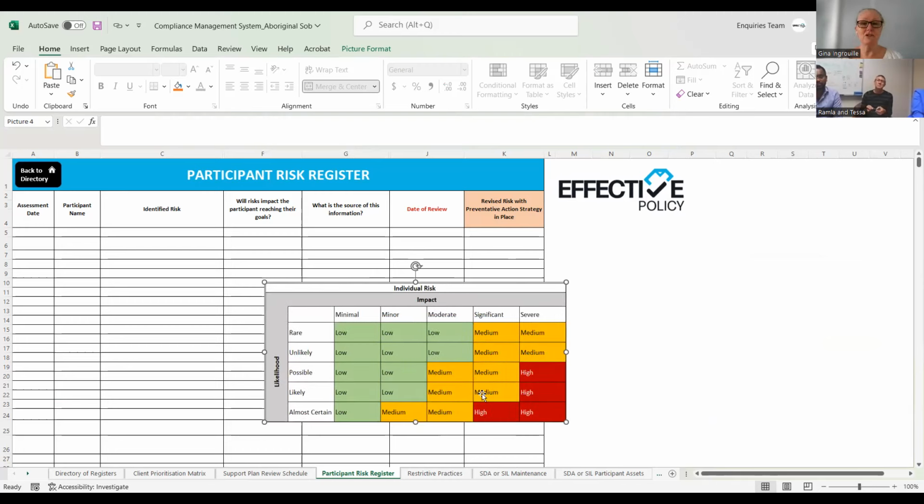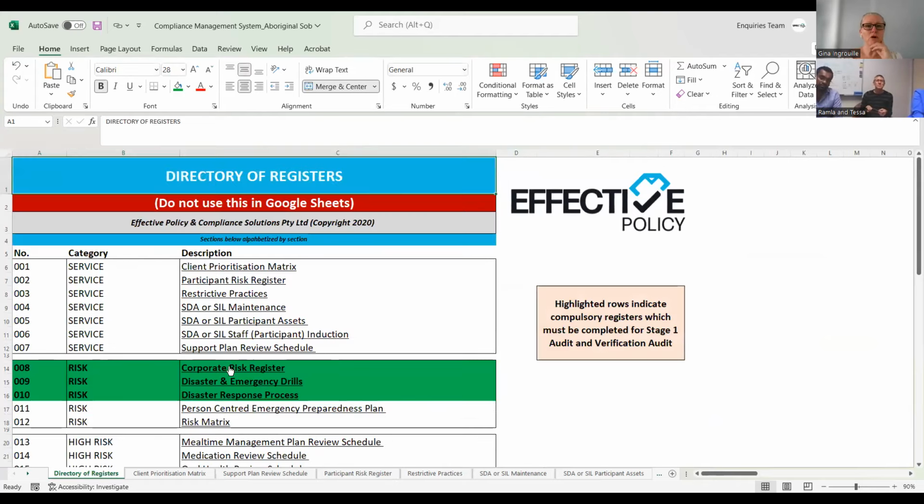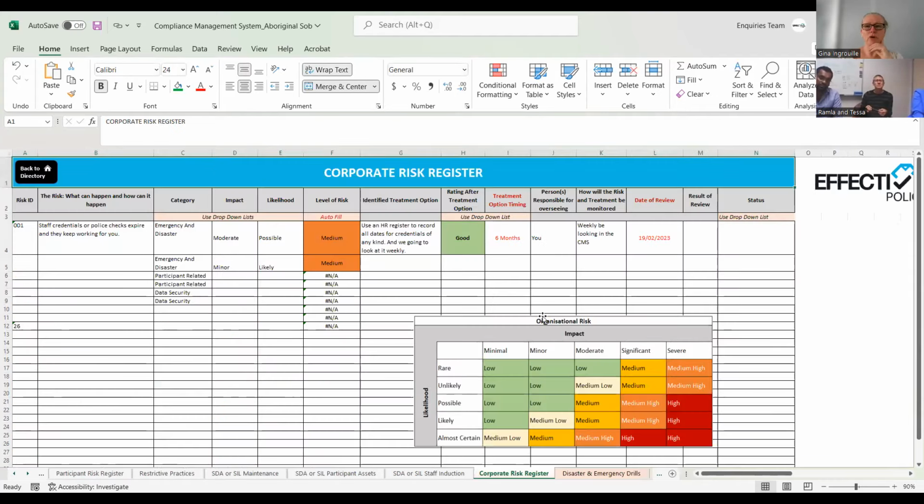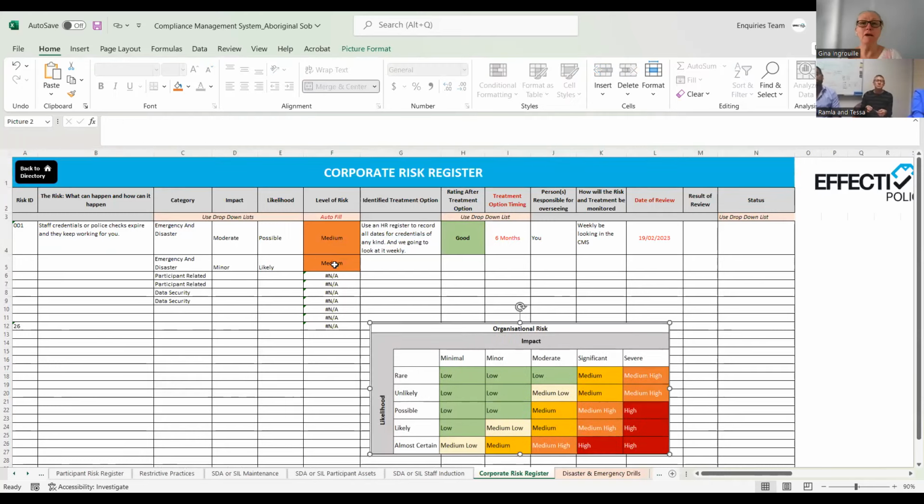So we really must give our support workers all that we possibly can. There's nothing in those columns that's too complicated for a support worker to understand. So back to our directory. So we've got corporate risk. So you know what to do there. You may not use this for NDIS. You may add it to your other program.